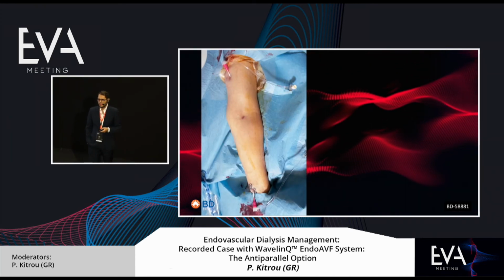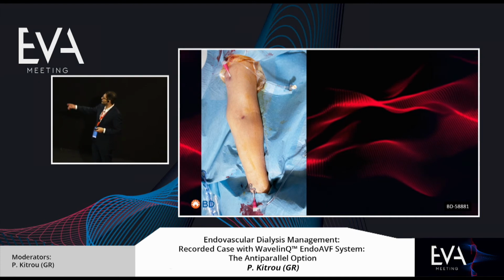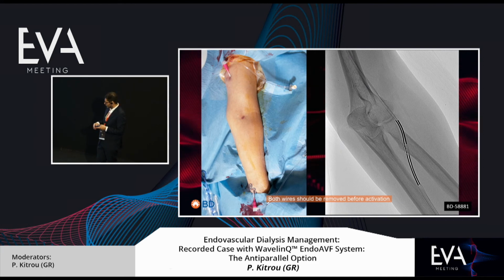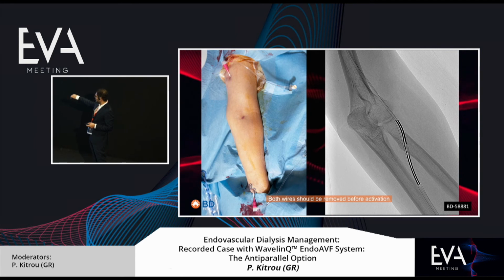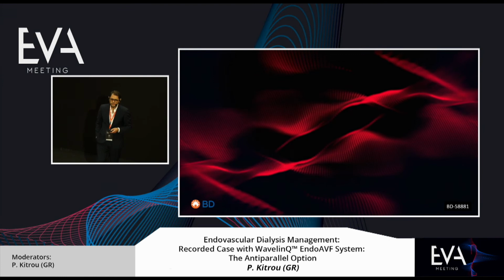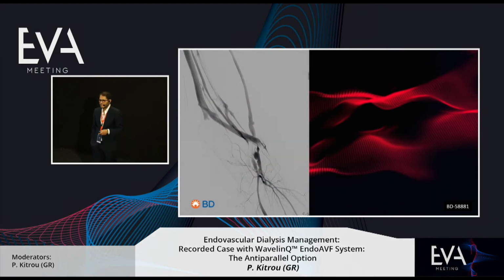And that's how the access looks like. So you can see this is the brachial vein, this is the ulnar artery, this is the antiparallel approach. You can see that the indicators of the device in the venous part, they look down because the access was high up. And in the case of the arterial access, the catheter has the two indicators on top because the access was gained from the ulnar artery. So activation takes place.